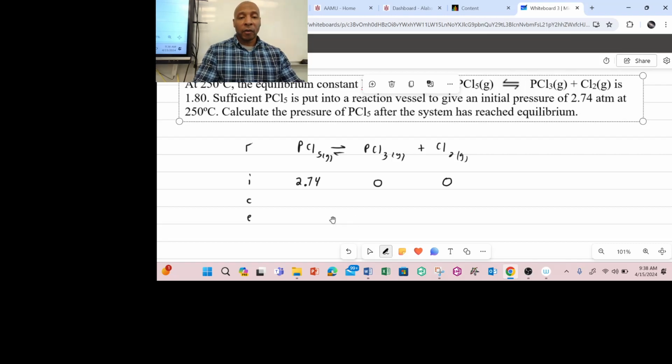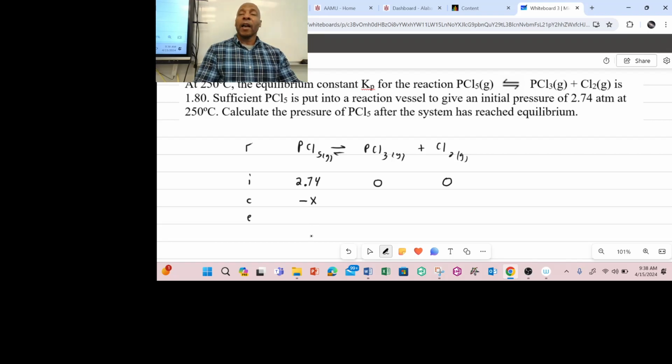So that means I'm going to put a negative x right here. Since Q is less than K, my reactant concentrations are going to decrease and my product concentrations are going to increase. So I'm going to put an x right there and an x right here. What if I had a stoichiometric coefficient of 2 right here? What would I put? 2. Don't forget that. So at equilibrium, all I have to do is add my initial plus my change. So I'm going to have 2.74 minus x. 0 plus x is x, and 0 plus x is x.